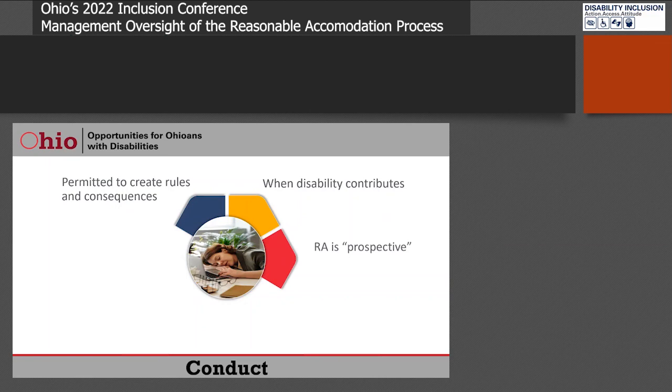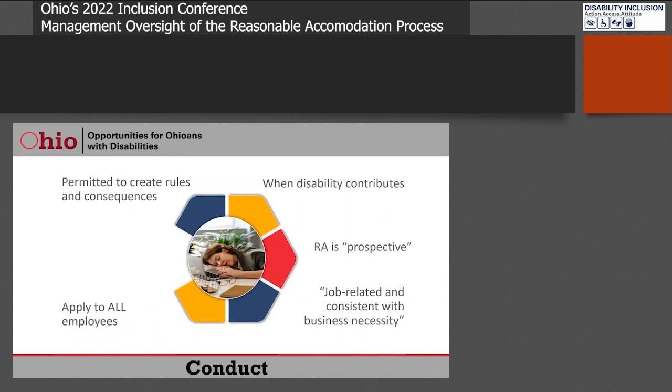However, when a conduct rule is applied to an employee with a disability, the conduct rule must be job-related and consistent with business necessity, and this rule must be equally applied to all employees. Determining whether a conduct rule is job-related and consistent with business necessity is based on considering criteria like the disability-related symptom that is contributing to the misconduct, the frequency of the symptom, the nature of the job, the specific misconduct, and the work environment.